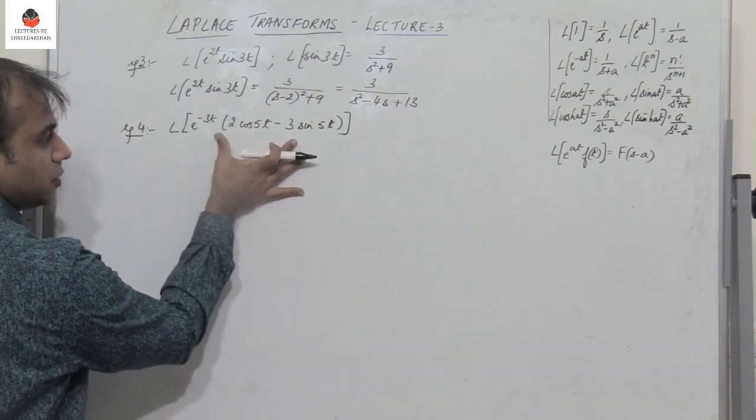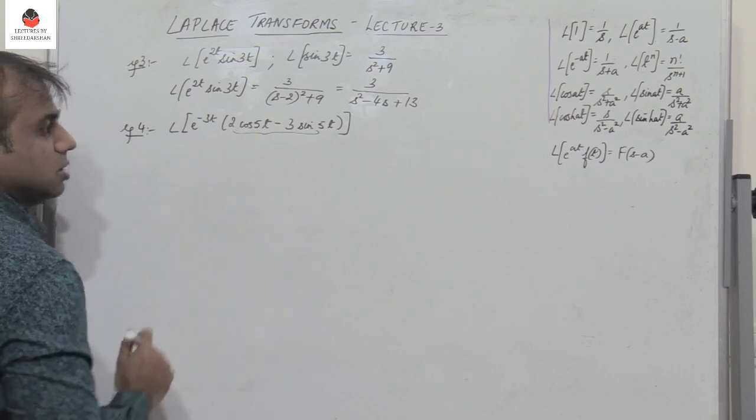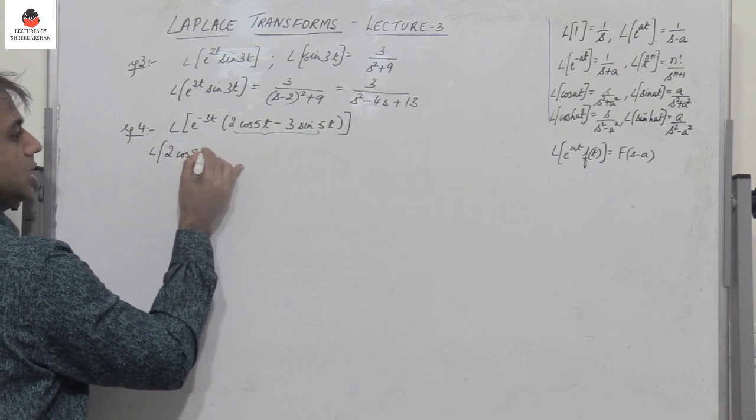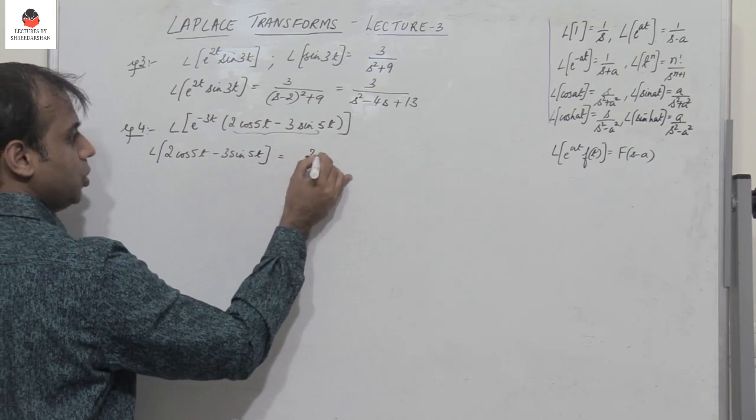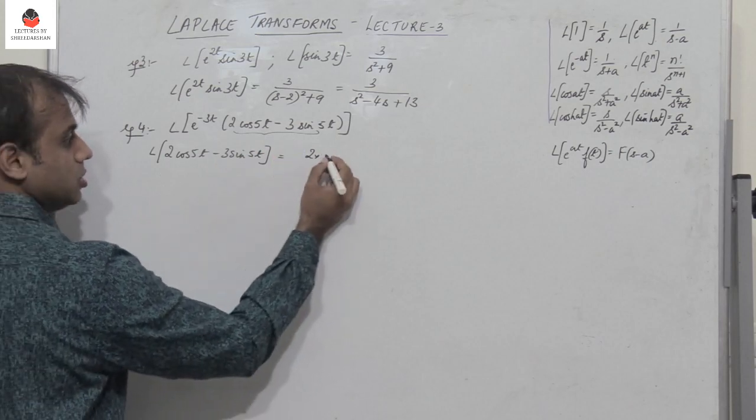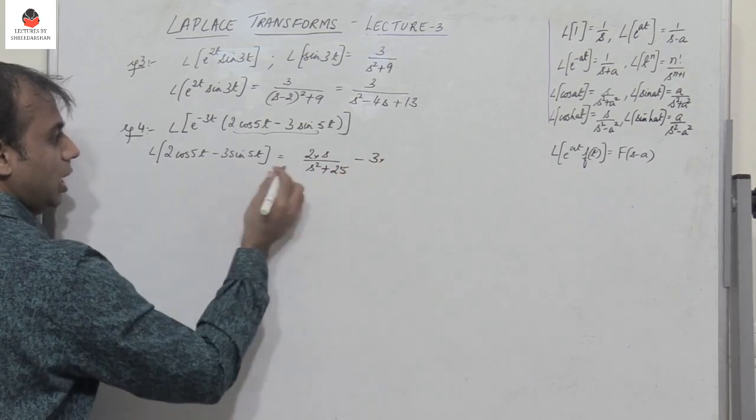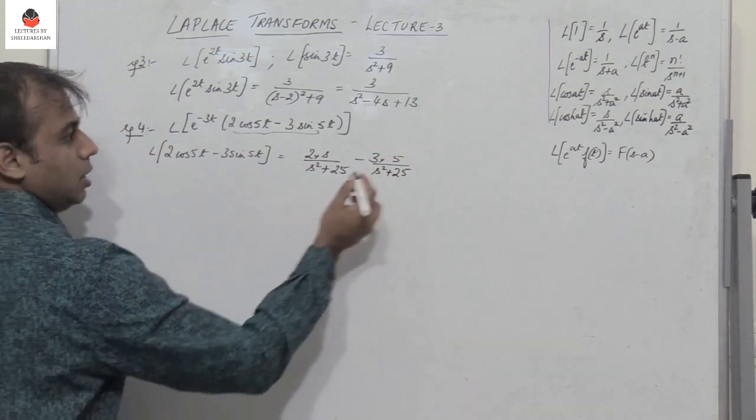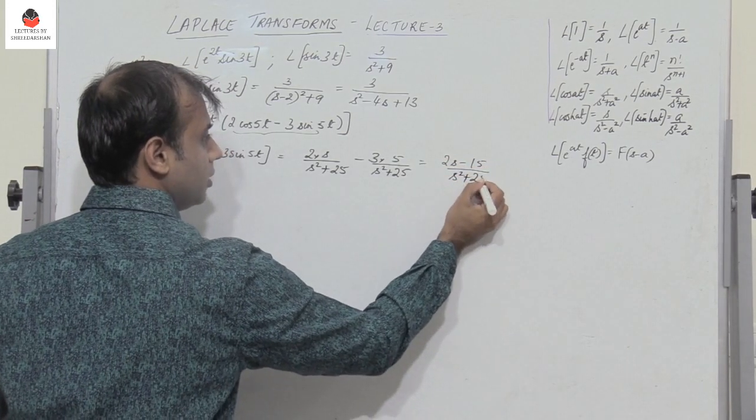So find the Laplace transform of this expression. Let's first find the Laplace transform of 2 cos 5t minus 3 sin 5t. So Laplace transform of 2 cos 5t minus 3 sin 5t is 2 into the Laplace transform of cos at, which is s divided by s square plus a square. So it is s divided by s square plus 25, minus 3 into a, which is 5, divided by s square plus a square. So this is 2s minus 15 divided by s square plus 25.